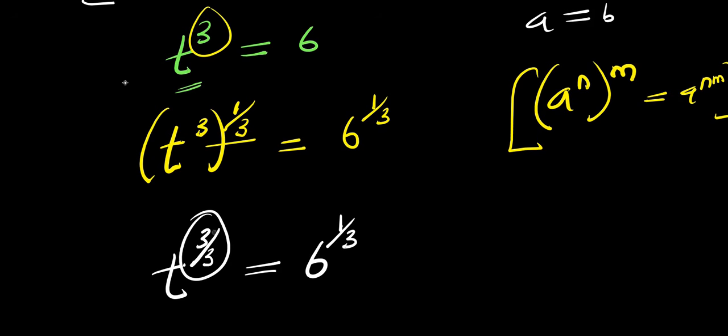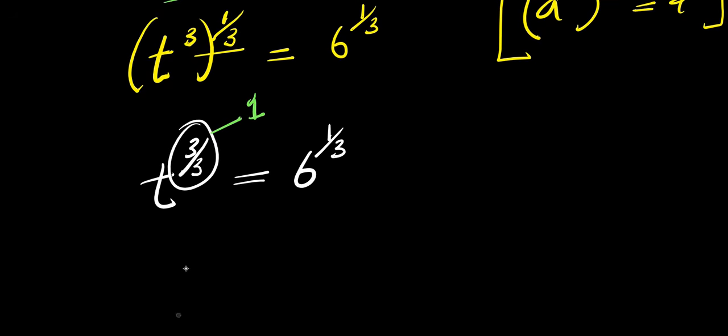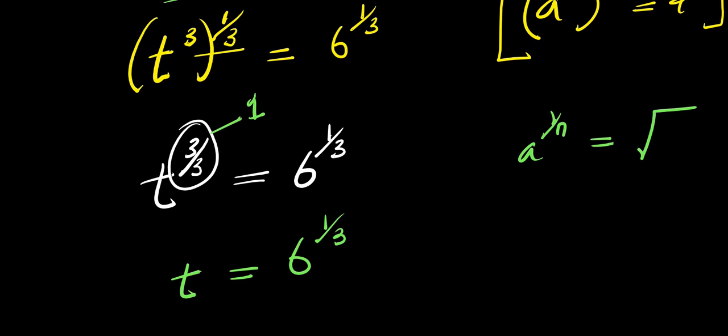So 3 divided by 3 is 1. This is giving us 1. So we have t equals 6 power 1 over 3. Now, if you have a power 1 over n, this equals the n root of a power 1. So this will simply give you the n root of a, because a power 1 is a.